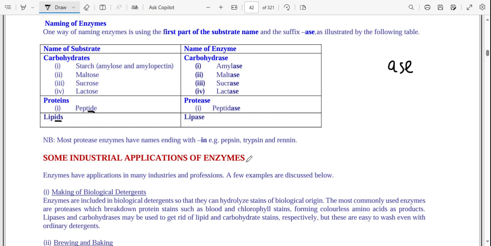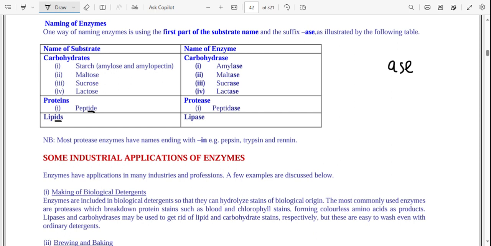You can have some other enzymes that do not end in ASE. These ones are special. They can actually end in IN. For example, pepsin, trypsin, renin, they are ending in IN. That is how you can also consider those. Now, what are the uses of enzymes?